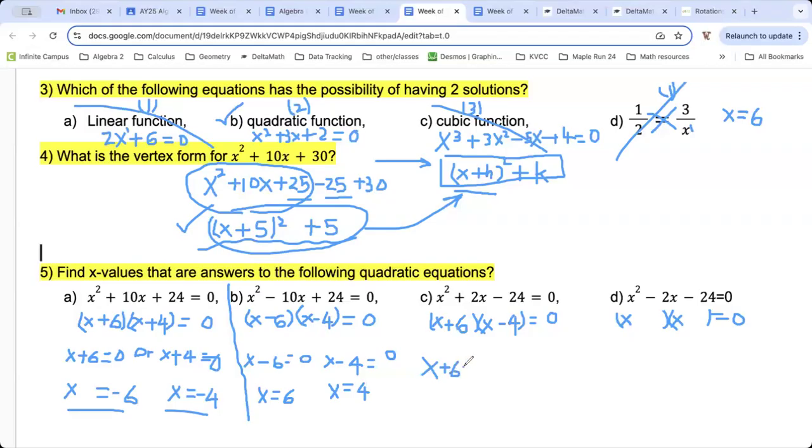equal to 0, or x minus 4 equal to 0. And you will have your two answers, doing mental math: negative 6 and positive 4. Okay. So there you go. That's this one.